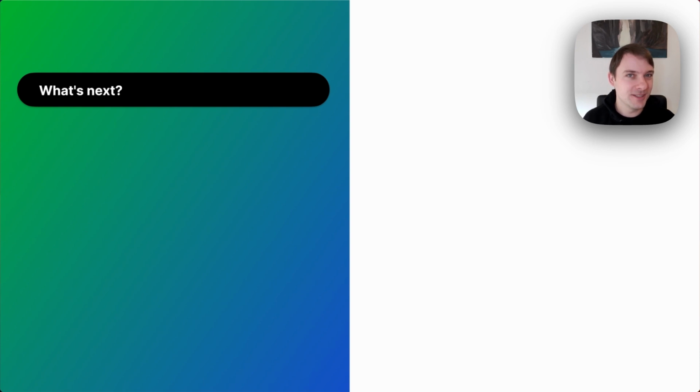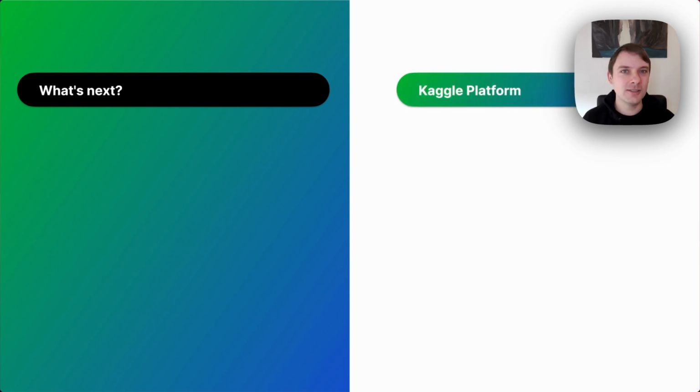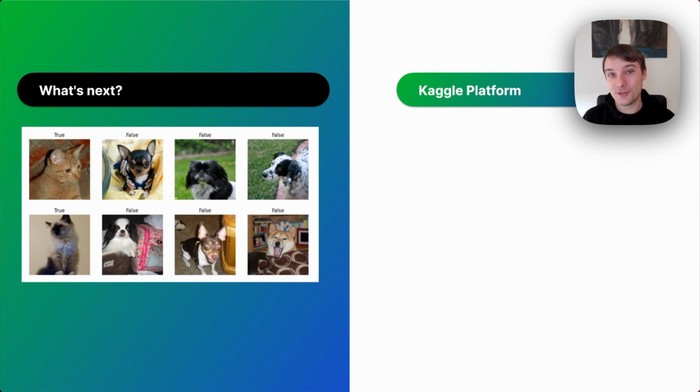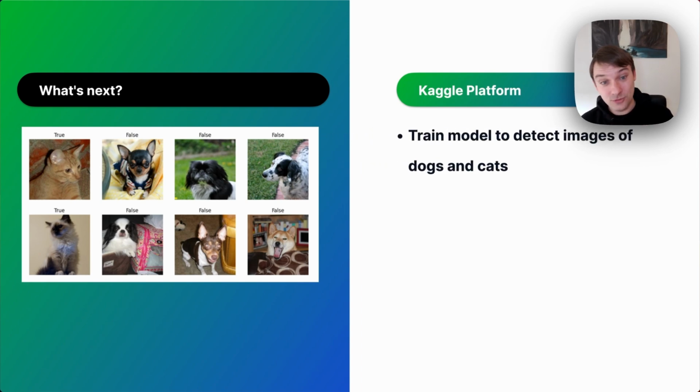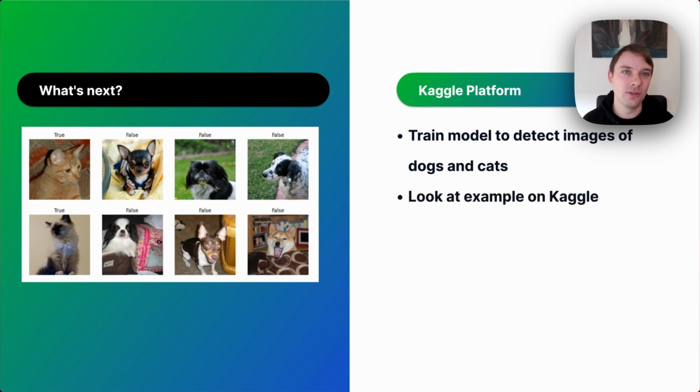Now, this is all there is to the basics of machine learning, but what's next in this video series? Next, we're going to check out the Kaggle platform, and there we're going to see and train a model to detect images of dogs and cats, and we're going to look at this example on Kaggle.